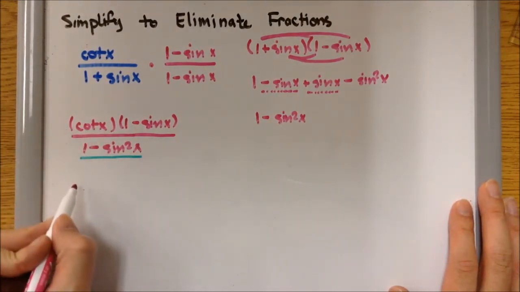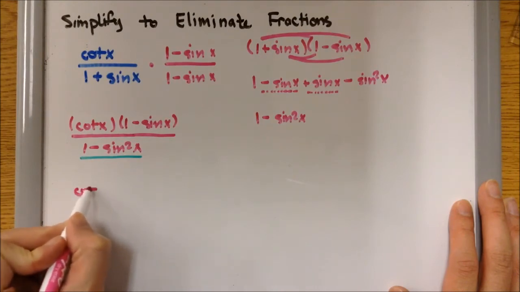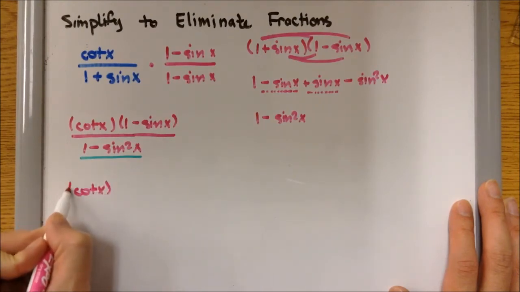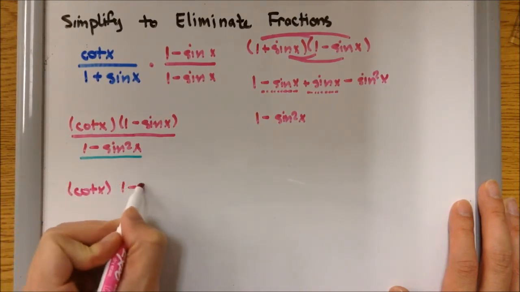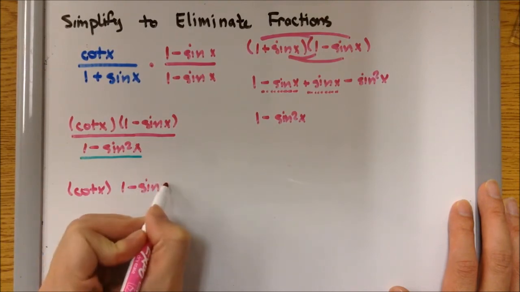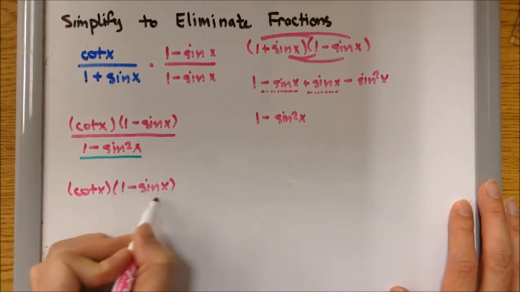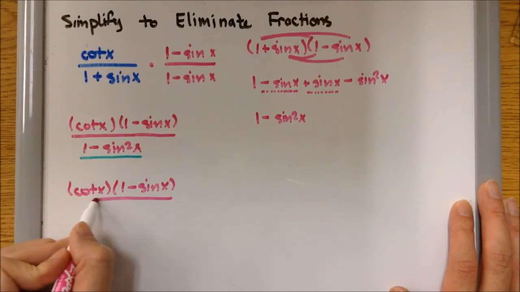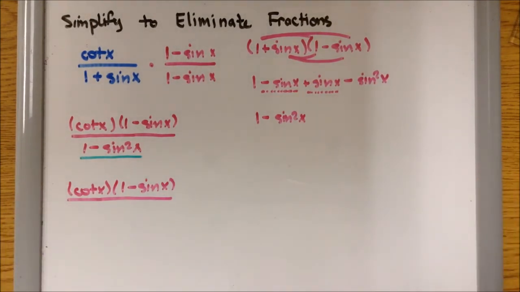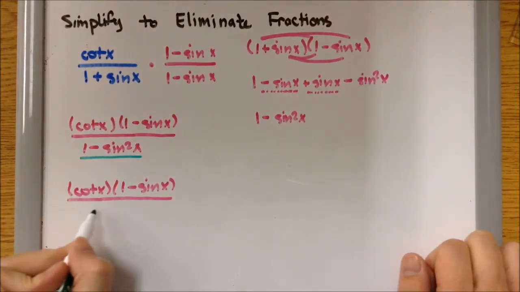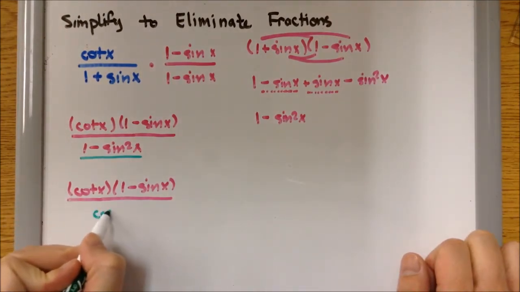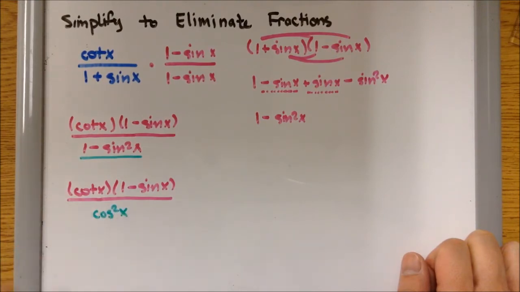So the numerator will stay the same. So cotangent of x times 1 minus sine of x over, and then now instead of 1 minus sine square of x, it will be cosine square of x. Again, I use the Pythagorean identity.